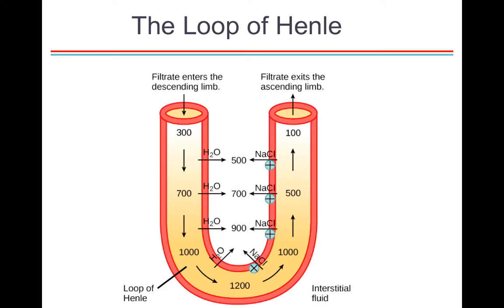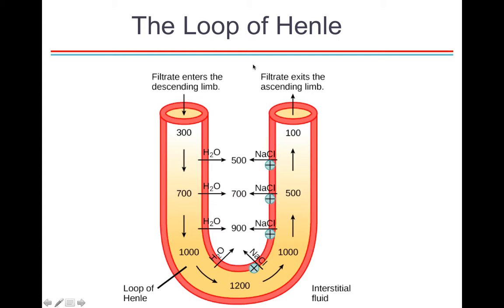So the next part of the nephron that I'd like to move on to is the loop of Henle. Fluid is going to enter the loop of Henle, and we have it entering the descending limb, and then there's this big U-shaped structure, and then the filtrate will enter the ascending limb. And there's a lot of complicated things that are happening in these two different segments.